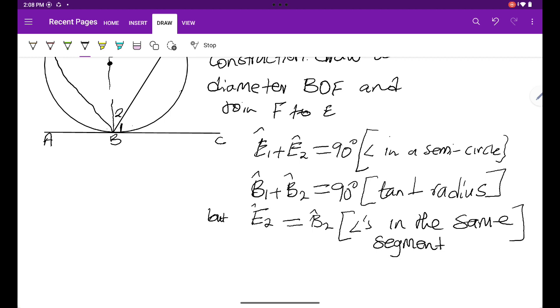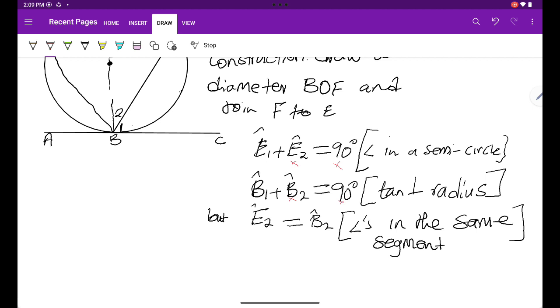So these are angles in the same segment. So now if we look at this, we are saying 90 equals 90, E2 equals B2. Therefore, we can simply say E1 equals B1. Or if you want, suppose E2 was 30, then E1 will be 90 minus 30. But we say E2 equals B2. If B2 is also 30, then B1 is also 90 minus 30. So can you see, E1 and B1 will both end up giving us 60.